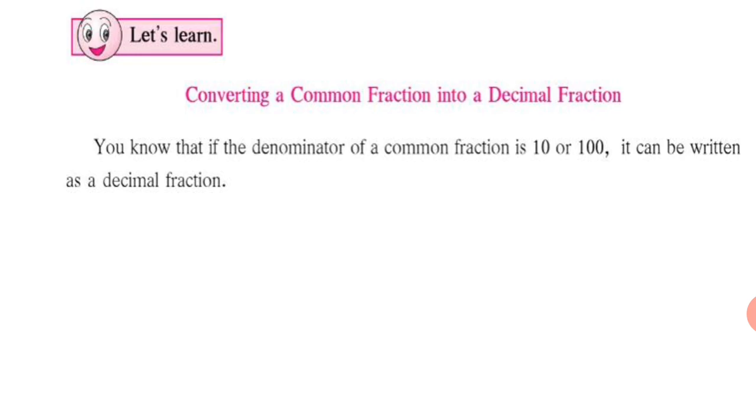You know that if the denominator of a fraction is 10 or 100, it can be written as a decimal fraction. Means in the denominator of a fraction we have 10, 100 or 1000. We can use it to write as a decimal fraction using a decimal point. Let's have a look at some examples.